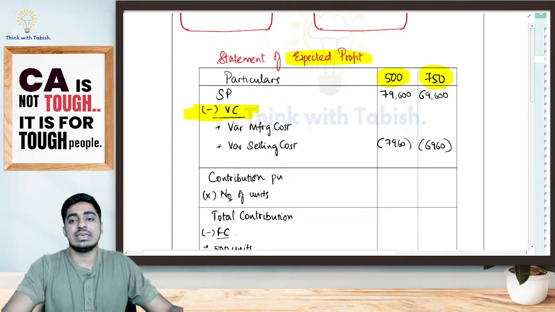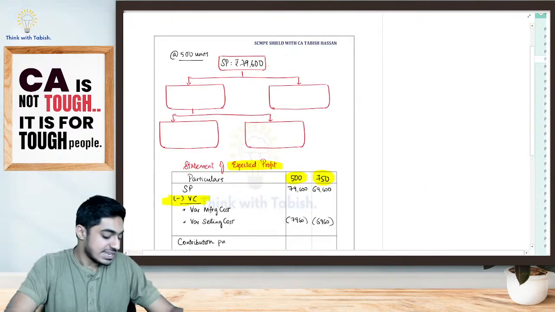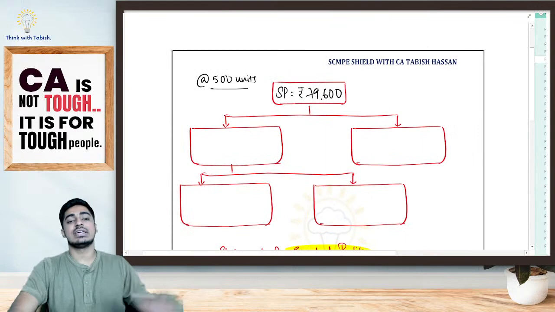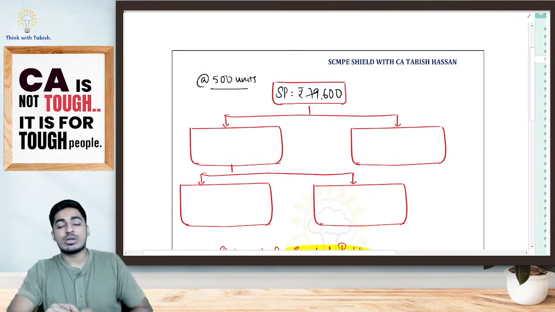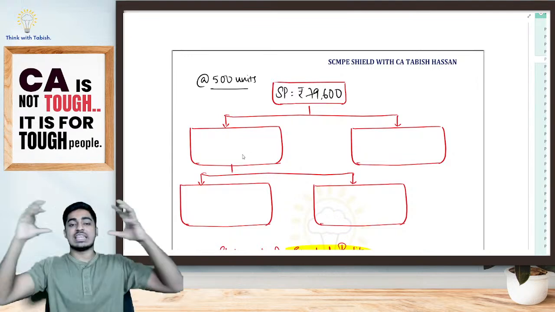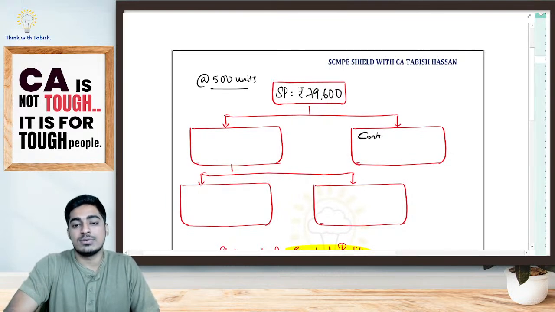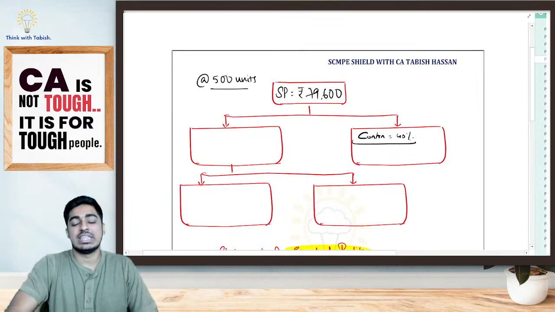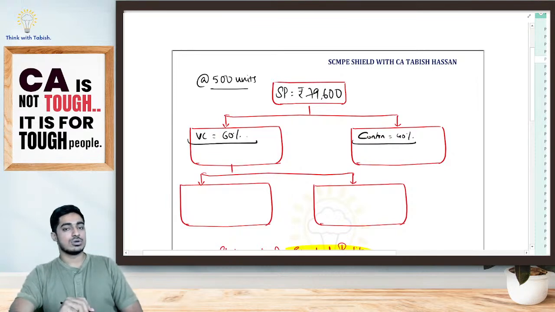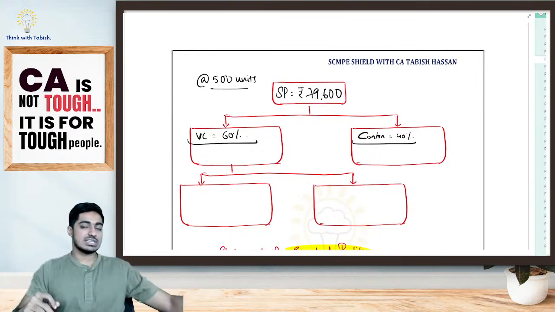The question is telling me that my PV ratio is 40% if I am selling 500 units. Yes or no? The question is telling that if I am selling at 79,600, then my PV ratio, my contribution percentage, is going to be 40%. That means my variable cost is going to be 60%. Yes or no? Yes. So out of 79,600, 60% will be my variable cost and 40% is going to be my contribution.